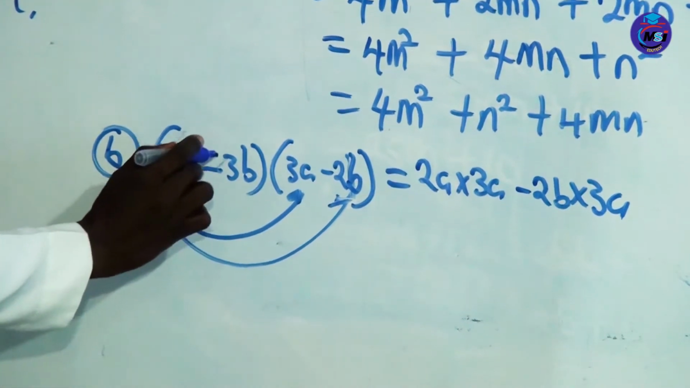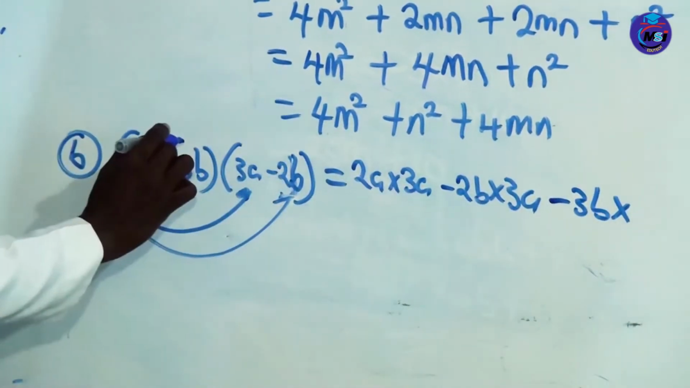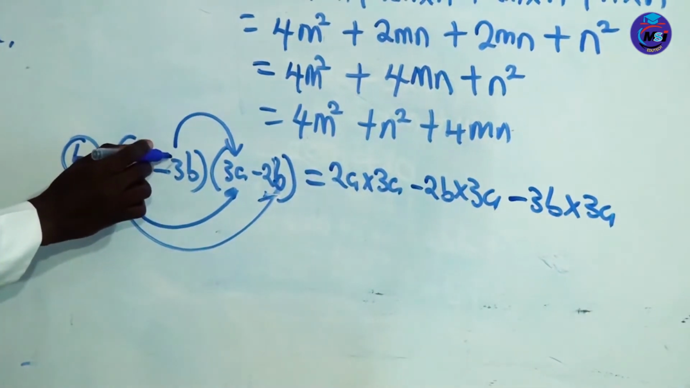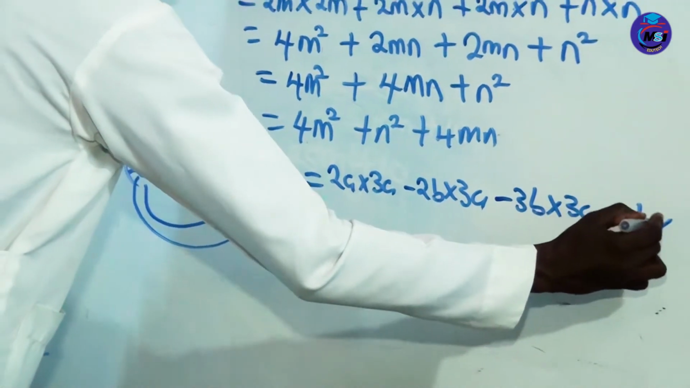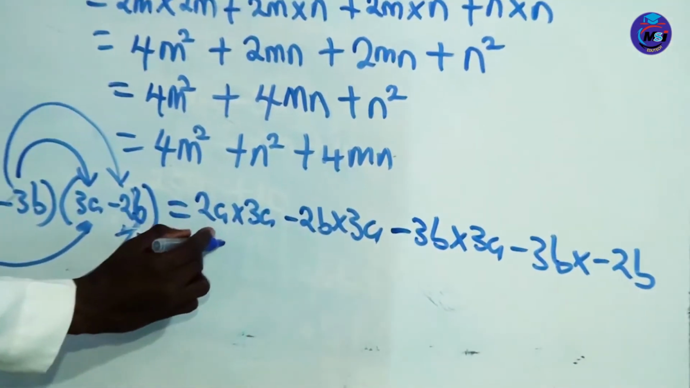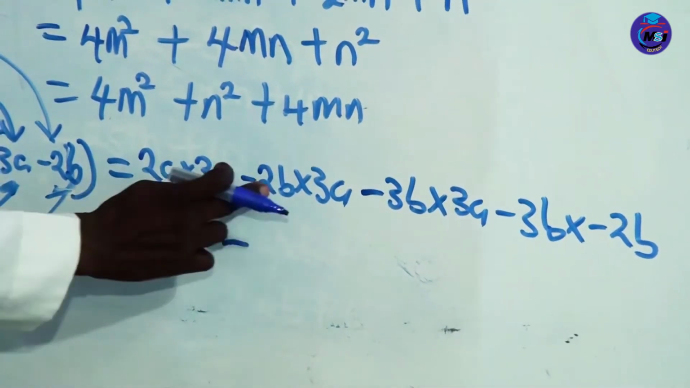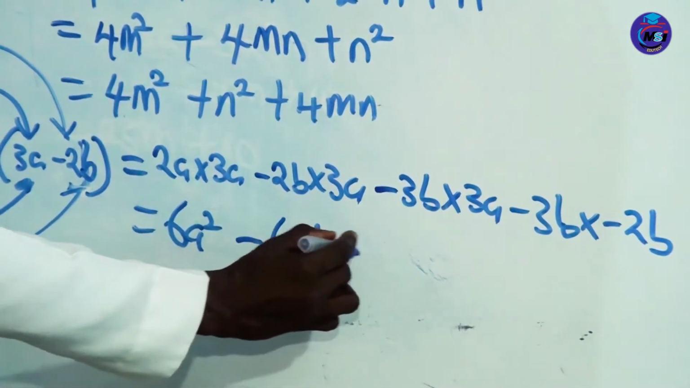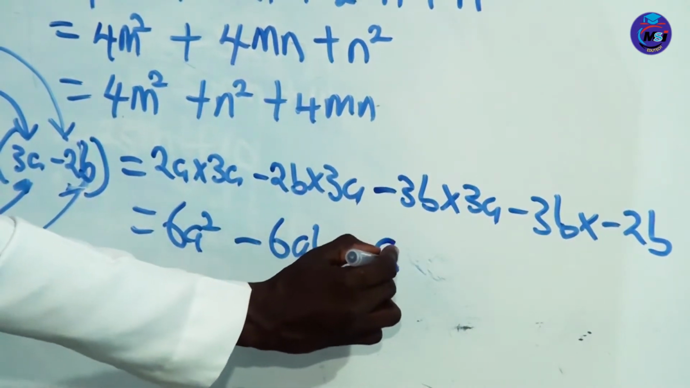Okay, we are through with this. We want to pick this. We have minus 3b here. Minus 3b times 3a. Okay, this same minus 3b times minus 2b. So now, 2 times 3 will give us 6. a times a will give us a squared. Minus 2 times 3 will give us 6, it will give us 6ab. Minus 3 times 3 will give us 9, will give us 9ab.